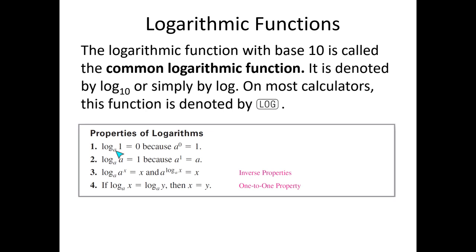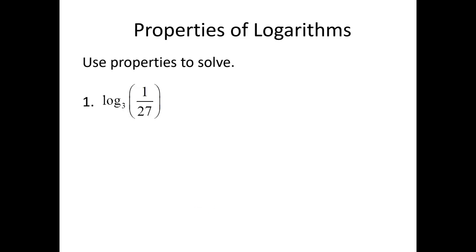If you notice, log a of 1 is equal to 0 because if we change this to exponential, we would have a raised to the 0, which is equal to 1. If your base is a and you have this number a, if these are the same, then that's always equal to 1. If you have the bases are the same here, raised to an exponent, then the answer is that exponent. And then for logs, we also have the one-to-one property. The one-to-one property tells us that if you have a log with the same base, in this case a, then we can set x equal to y. So we'll get to practice with some of these.